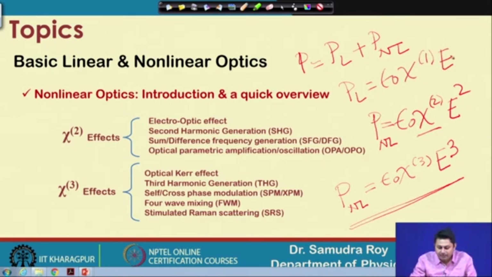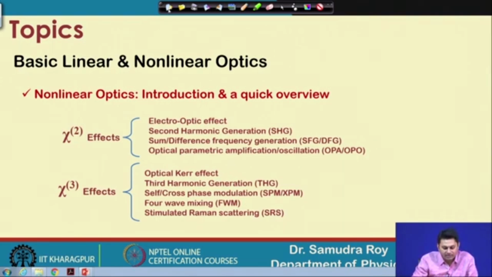Now, if I add this P nonlinear term in both cases, you will have two conditions. One is where the term is related to E square, and in the other case the term is related to E cube. When the polarization is related to E as well as E square, then we have the chi2 effect. When the polarization is related to E and E cube and the chi3 term is there, the phenomena related to that are called the chi3 effect. So now we have listed what the chi2 effect is and what the chi3 effect is.